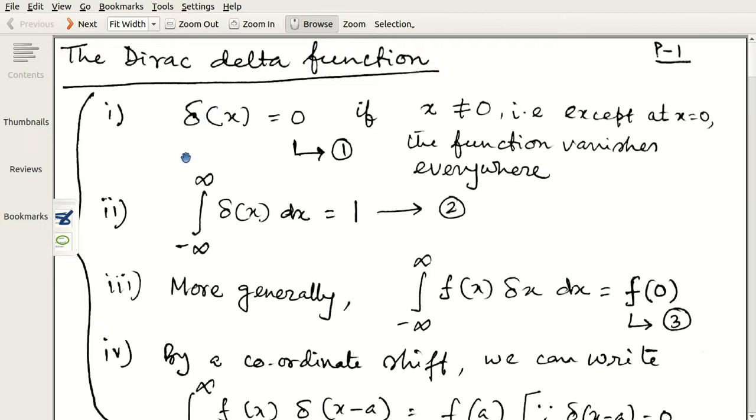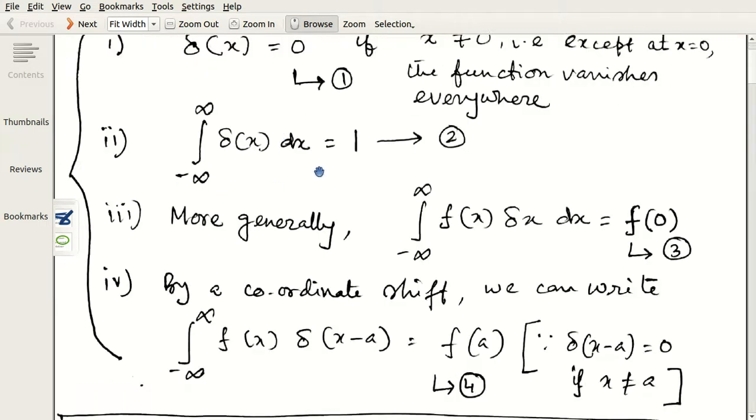So the delta function, delta x, is equal to 0 if x is not equal to 0. That means at all other points the function vanishes. It shows the function is non-zero at x equal to 0. But what is the value of the function at x equal to 0 cannot be said directly. It is undefined actually, we will see it later.